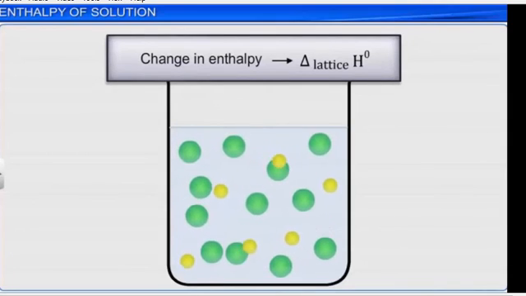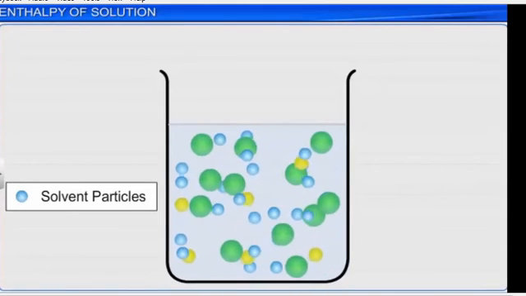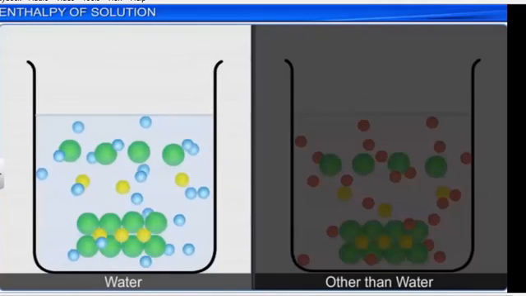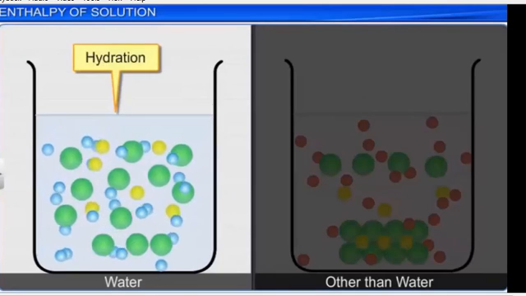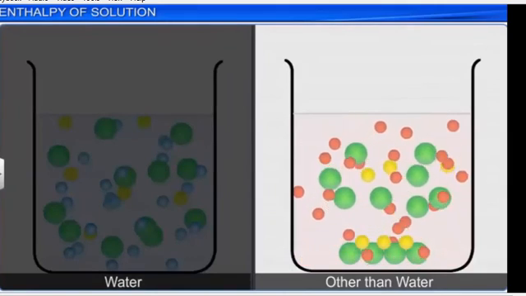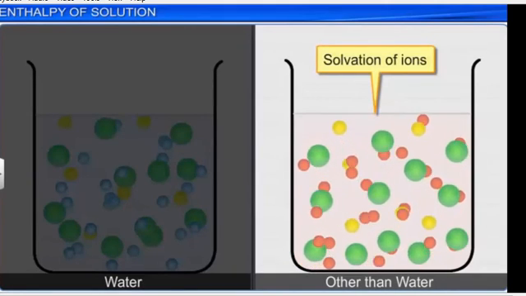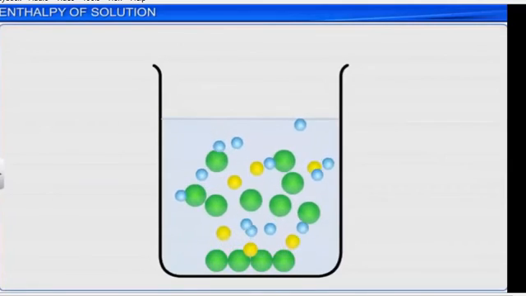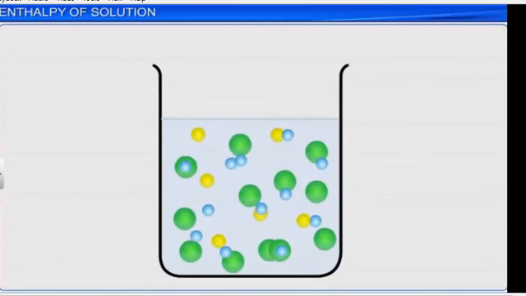Slowly these ions start moving freely in the solution and start interacting with the solvent particles. When water is used as a solvent, the dissolving process is called hydration. If any other solvent is used, then the process is known as solvation of ions. The energy change that occurs in dissolving AB ions in the solvent is known as enthalpy of hydration of ions and is represented as ΔhydrationH0.